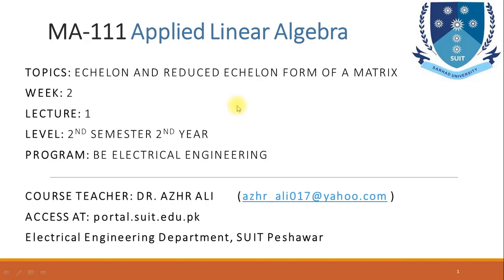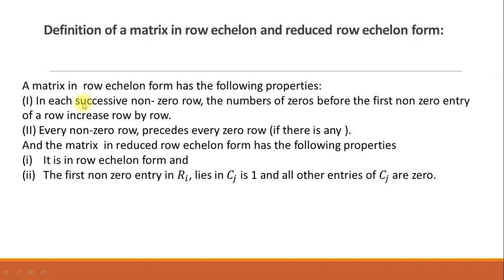For the course Applied Linear Algebra, in the previous lecture we have done introduction to matrices, types of matrices and matrix operations. Now the next topic which we are going to cover today is echelon and reduced echelon form of a matrix, and this is the first lecture for the second week.